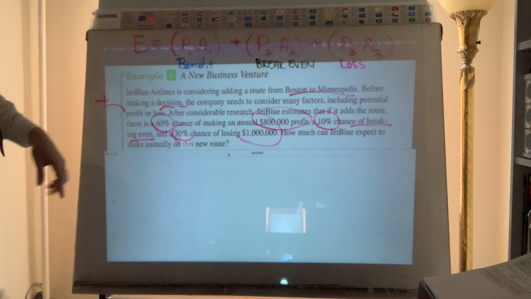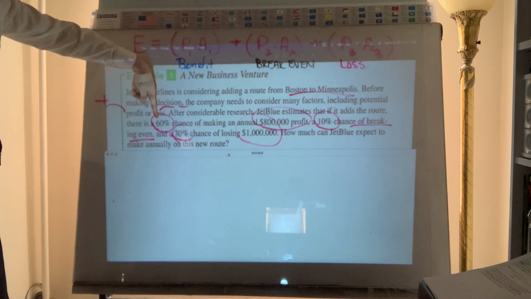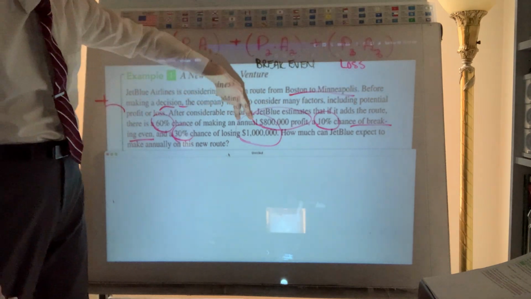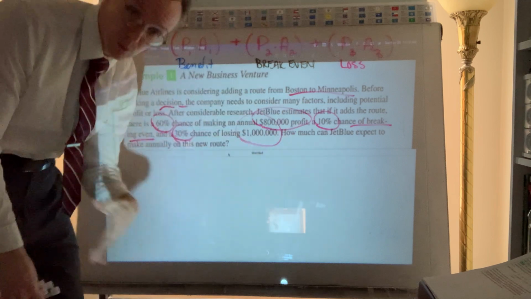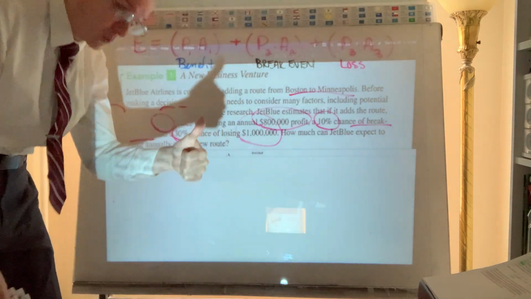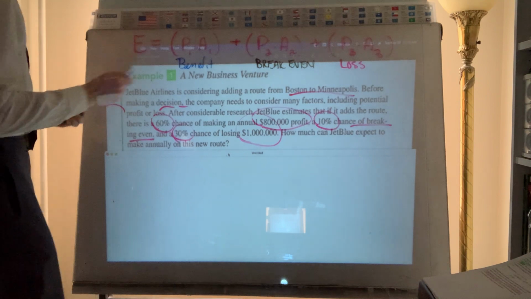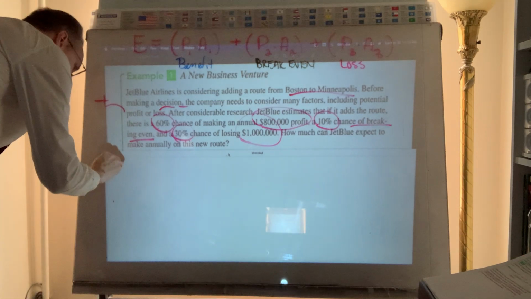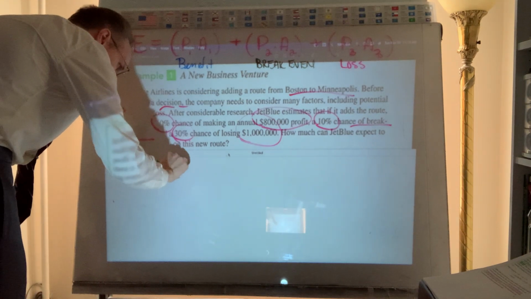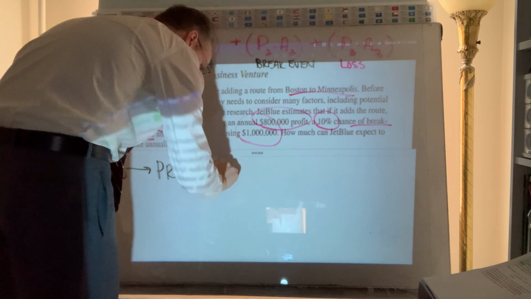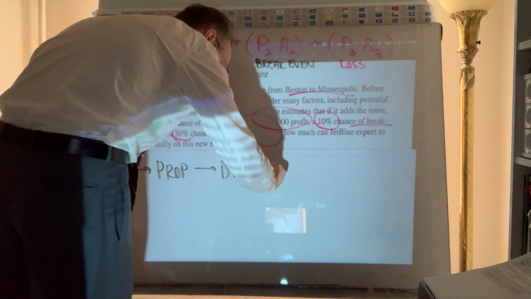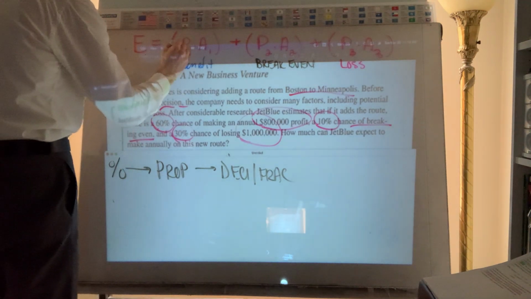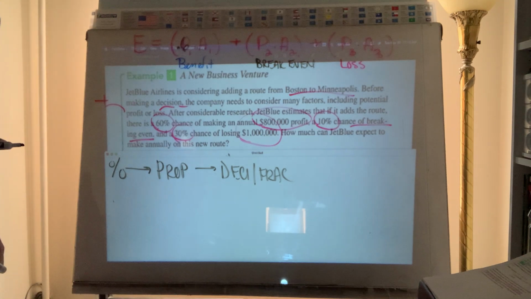Okay. The probability is given in the style of a percentage for the benefit. If they add the route, it's a 60% chance of making an annual $800,000 profit. So one would assume that a profit is indeed a benefit. So I'm going to put 60% in the style of either a fraction or a decimal. Remember, your percentages are really your probabilities, which means that you could use them either as a decimal or a fraction in the actual calculation. So if it's 60%, it's 0.6 in this first term here.